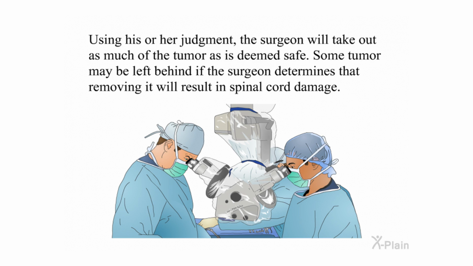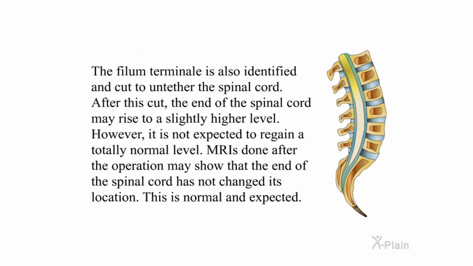Using his or her judgment, the surgeon will take out as much of the tumor as is deemed safe. Some tumor may be left behind if the surgeon determines that removing it will result in spinal cord damage. The filum terminale is also identified and cut to untether the spinal cord. After this cut, the end of the spinal cord may rise to a slightly higher level. However, it is not expected to regain a totally normal level.